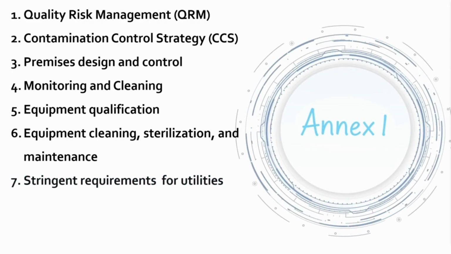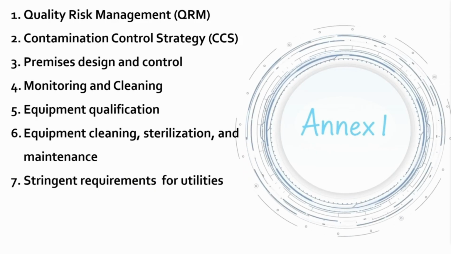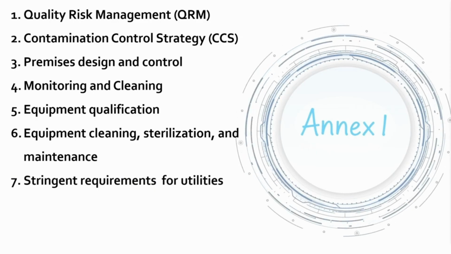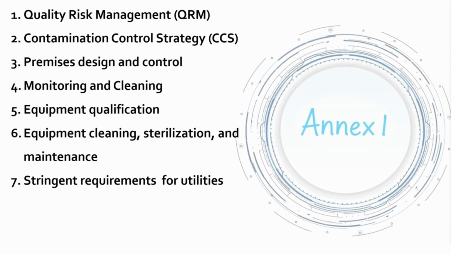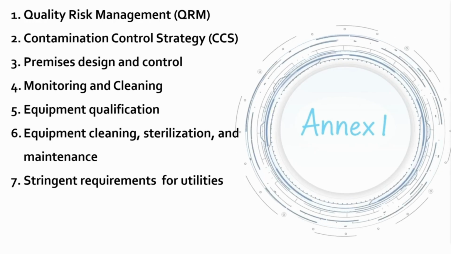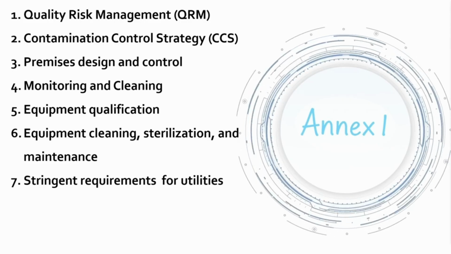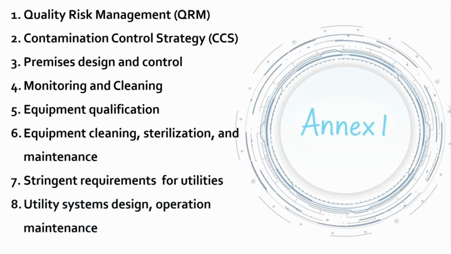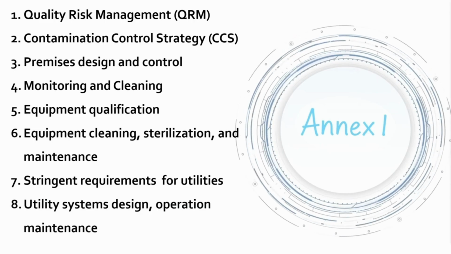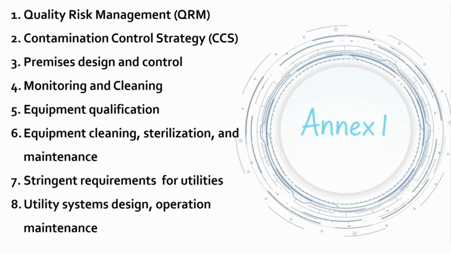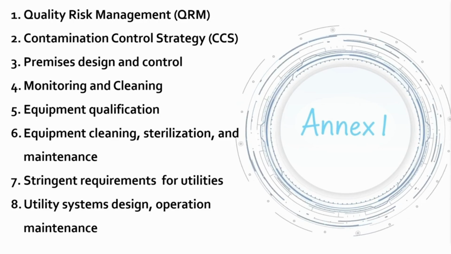Utilities such as water and air are critical for sterile manufacturing. Annex 1 outlines stringent requirements for the quality of these utilities. Water used in the manufacturing process must meet specific purity standards to prevent contamination. Air filtration systems are essential for removing particulates and microorganisms from the air supply. Regular monitoring and testing are necessary to verify the quality of these utilities and ensure they meet the required specifications. Annex 1 provides detailed guidance on the design, operation, and maintenance of utility systems.